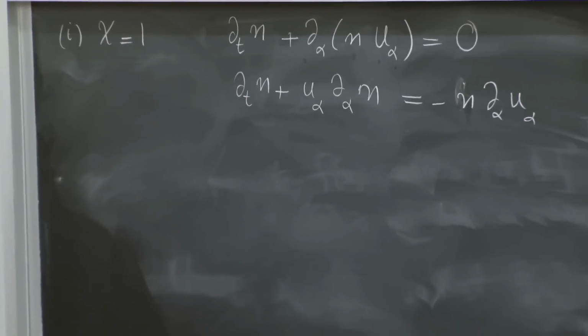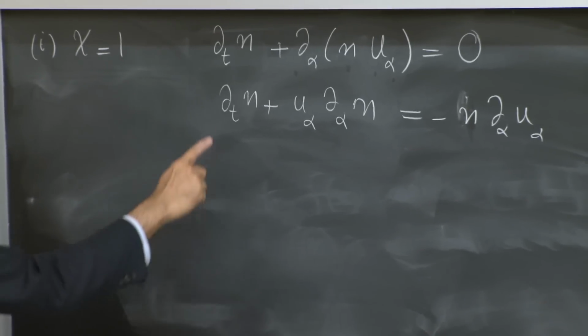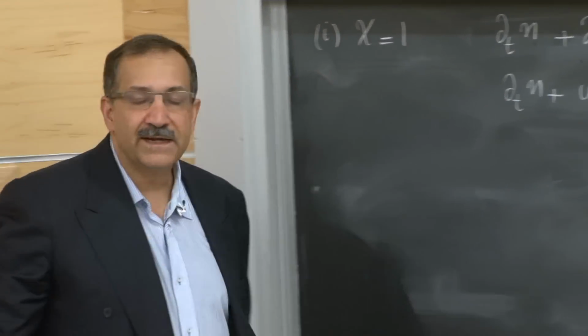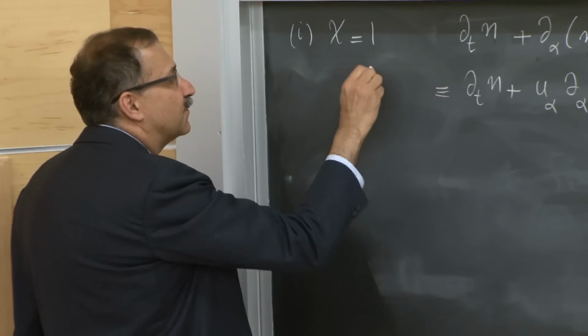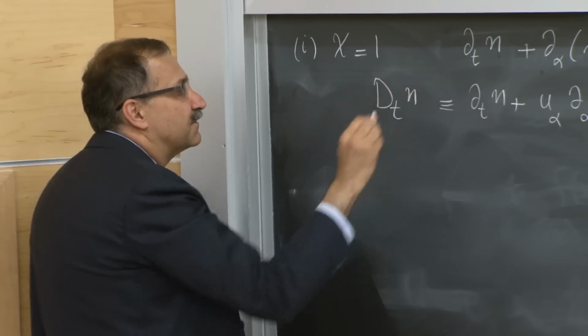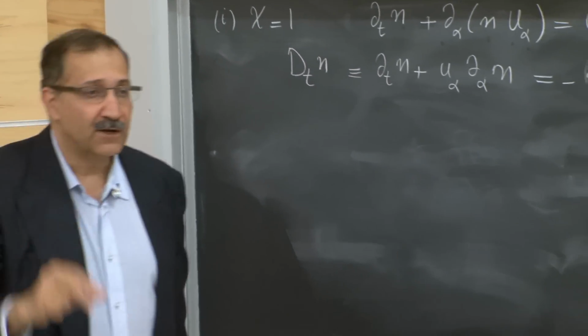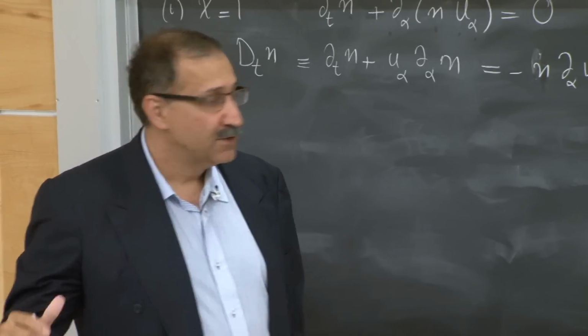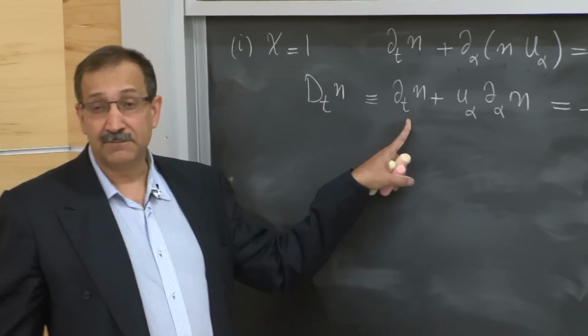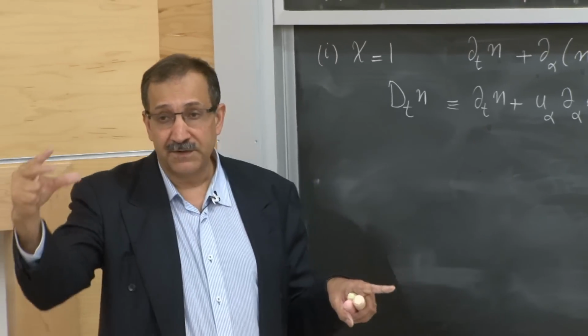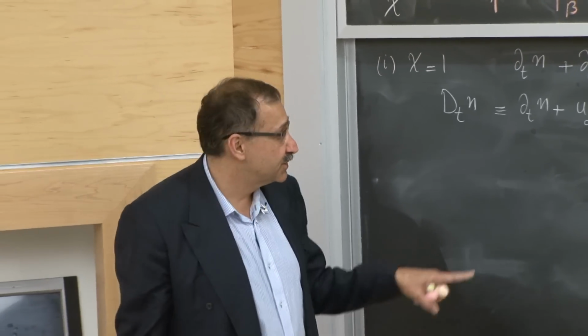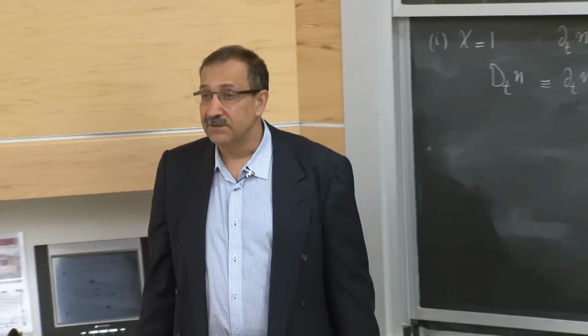Why have I done that? Because if I think of n as a function of position and time, and as usual we did before, define a derivative that moves along the streamline, you will have both the implicit time derivative and the time derivative, because the stream changes position by an amount that is related to velocity.